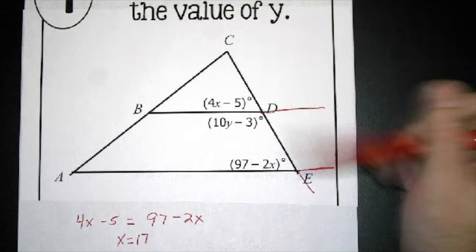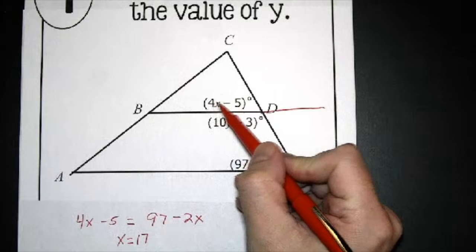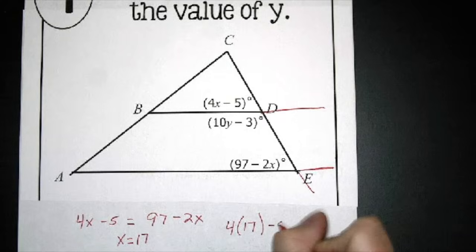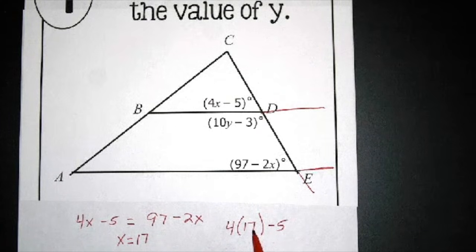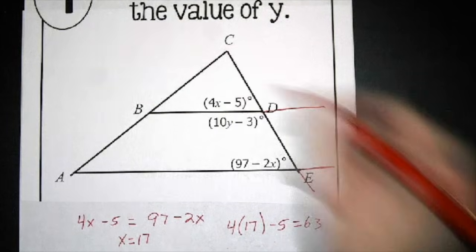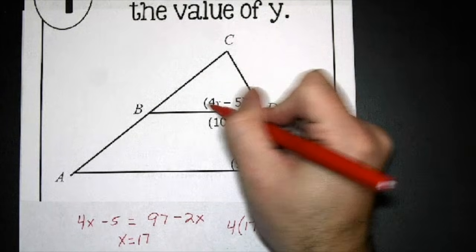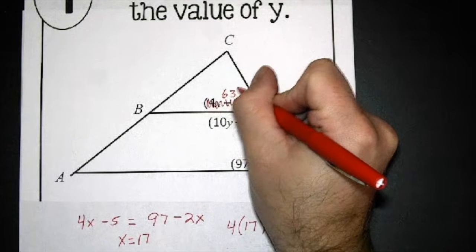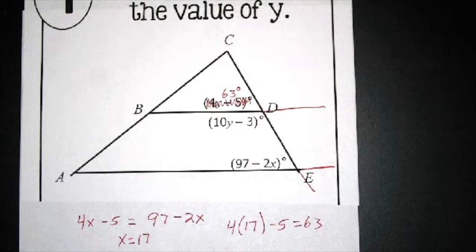So I need to plug x into one of these angles, and it doesn't really matter which one. I think I will plug it into the top one here, 4x minus 5. So I'm going to say 4 times 17 minus 5. All I did was sub 17 in for x. And we're going to solve that expression and see what the angle measure is. So 4 times 17 minus 5 is 63. So I'm going to come up here and scratch out this because now I know that the measure of this angle is 63 degrees.